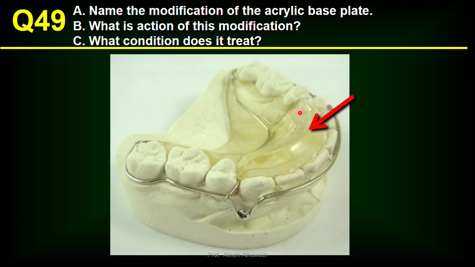What's the modification here? It's an inclined interior bite plane. And why is that? What's the action of it? It opens the bite posteriorly, and it also positions the mandible in a forward position. What's the condition that it treats? It's deep bite with increased overjet.